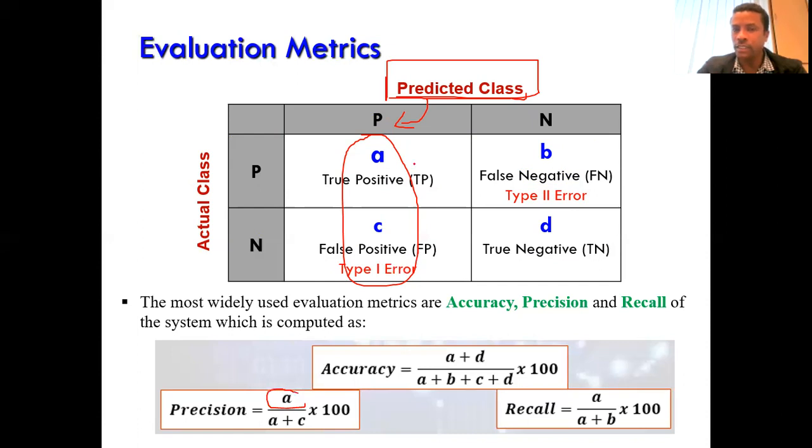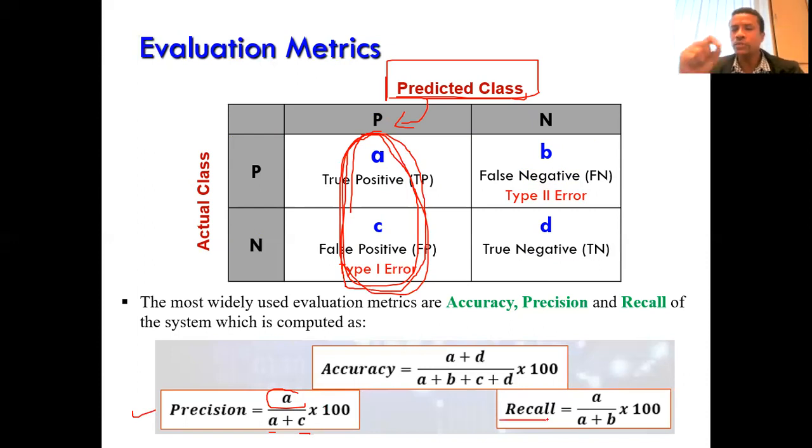Because this is what has been displayed by your program. So let's see, from what has been displayed, how many of them are accurate? A is the accurate one, and what has been displayed is A and C. So this is what we call precision.